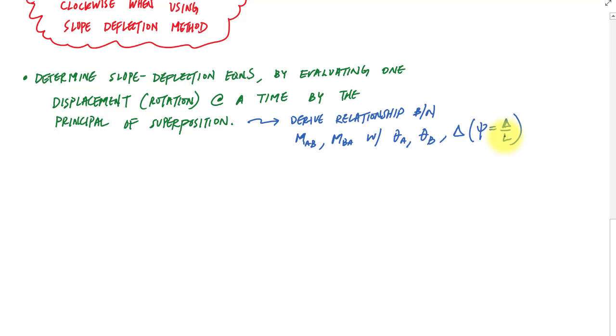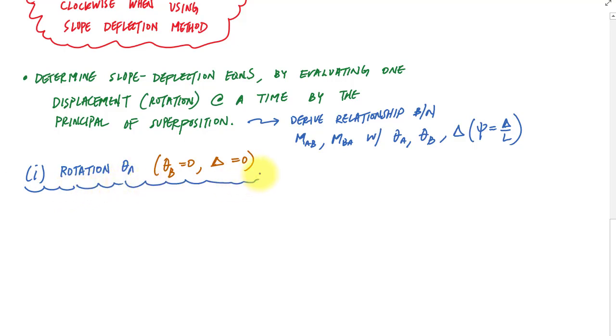Okay, so the first thing that we're going to look at is as if we only have the rotation theta A or slope theta A, and everything else is held at 0. Theta B is 0 and delta is 0. And so what would that look like? For us, that structure would look like we have no relative displacement. So that means the member is going to be horizontal, and end B has no slope.